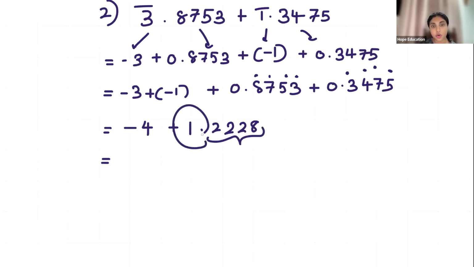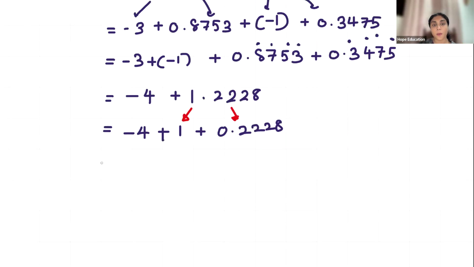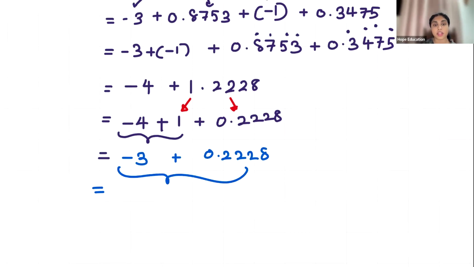So here I write -4 separately, +1 plus 0.2228. I wrote the characteristic separately and the mantissa separately. Now minus 4, then characteristics I separately add, mantissa I separately keep, right? Minus 4 plus 1 is minus 3. Plus here 0.2228. Then we combine them and write bar 3.2228, like that.